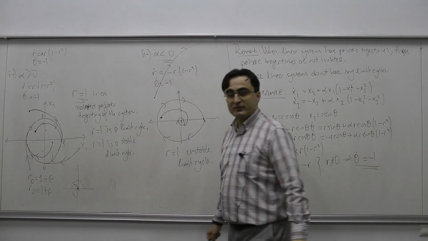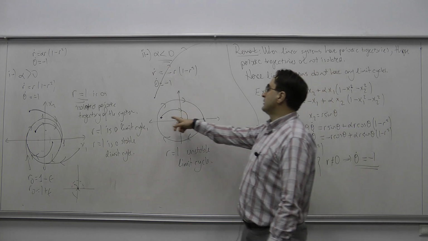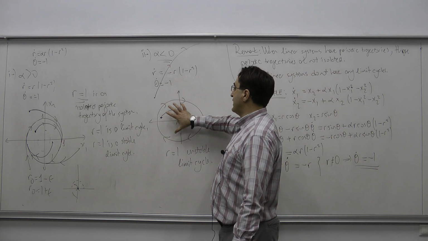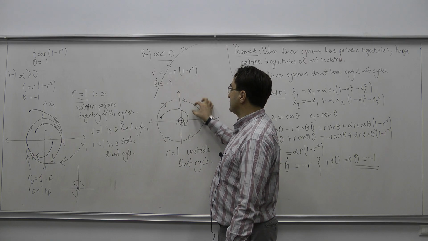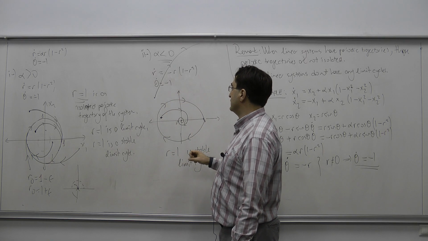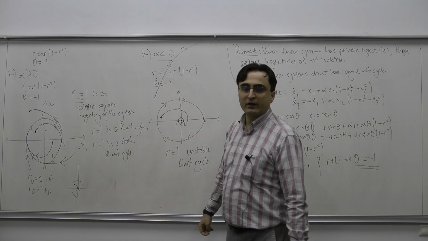And it is again a limit cycle. Why is that? Because I cannot find any other periodic trajectory infinitesimally close to that limit cycle, inside or outside.